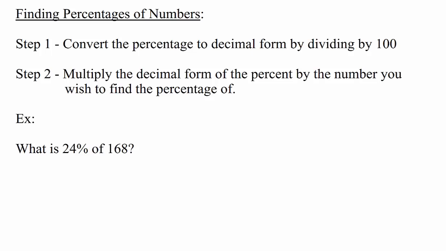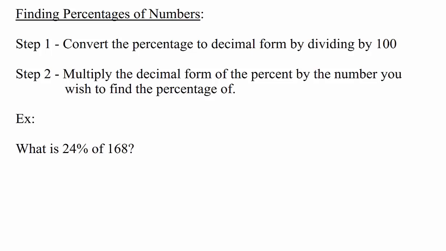In this lesson, we're going to look at how to find the percentage of a number. And this is a two-step process. The first step is that you take the percentage number and convert it to decimal form, and you do this by dividing that percentage by 100. You then take that number, which is now in decimal form, and multiply it by the number that you are trying to find the percentage of. So I'll do a few examples here and we'll put it all together.